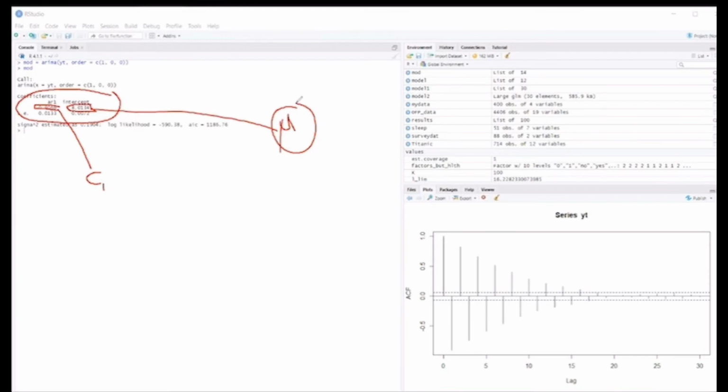Here it is not. It's representing the mean. I'm going to say that again. It's representing the mean. Okay. You need to find a C0 yourself. I'm going to show you.